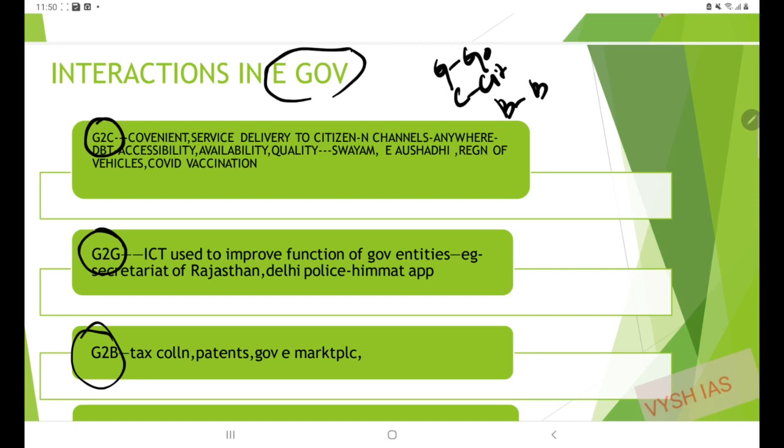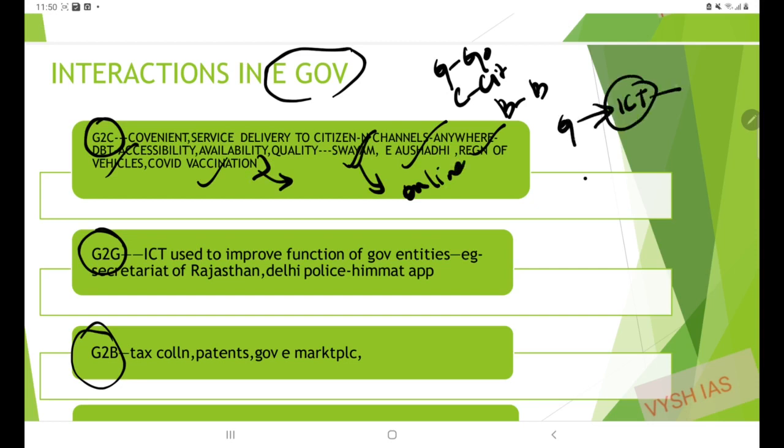So here you can quote some examples like Swayam, e-Aushadhi, registration of vehicles, COVID vaccination. We are having portals. Okay, for registration of vehicles also we are having portals. Swayam is an online educational channel by the government. So government is using ICT as a link to provide the services to the citizen. So this is G2C interaction.